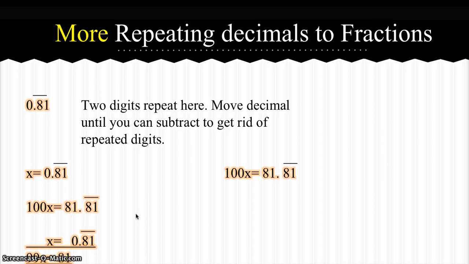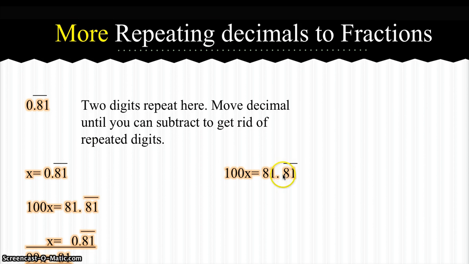This is now where two digits are repeated. So 0.8181818181 will keep on going. So again, we don't know the actual value. So we're going to call it x. x is equal to 0.81 that repeats. Now notice here, this is a 100x because I need to move it over two spots in order to account for the two numbers that repeat.